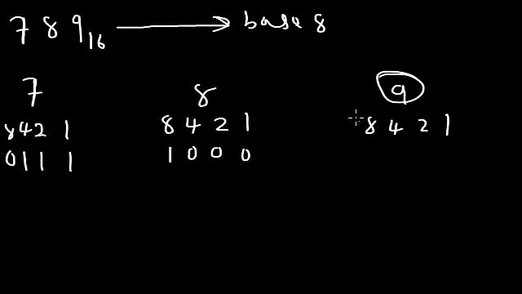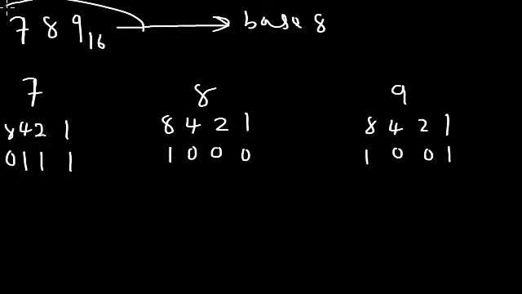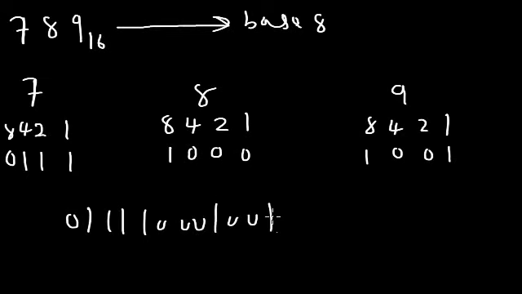What about 9? 8 plus 1 will result in 9. So I assign 1 to 8 and 1 to 1 as well, but below 4 and 2, it's going to be 0. The next thing to get my final answer is to combine these. That will be the conversion of 789 in base 16 to base 2: 0111 1000 1001. Keep in mind, 0 doesn't start binary numbers, so the final answer should be 11110001001.